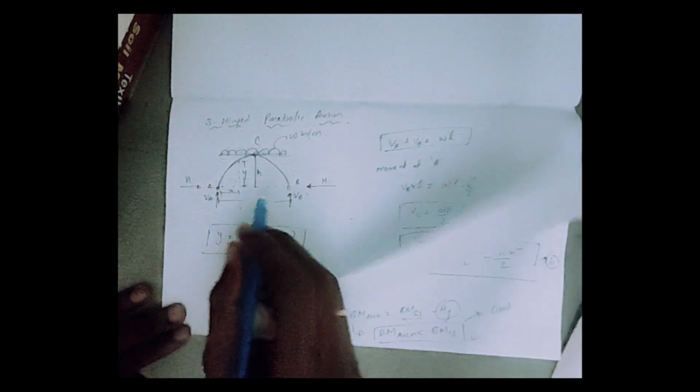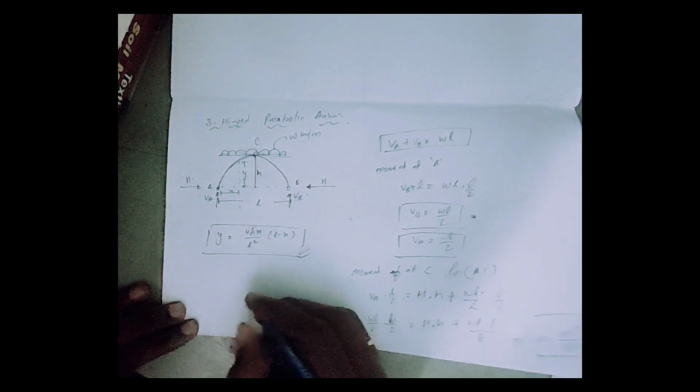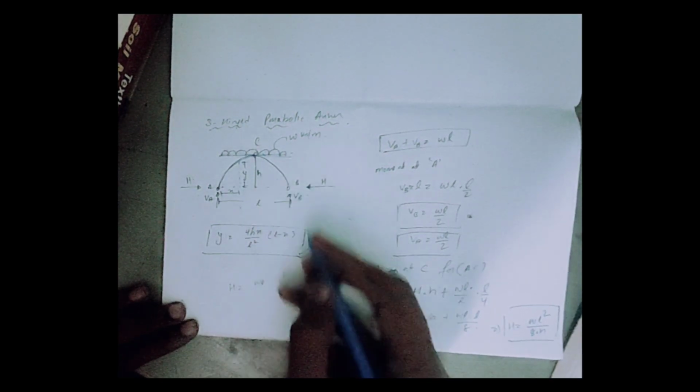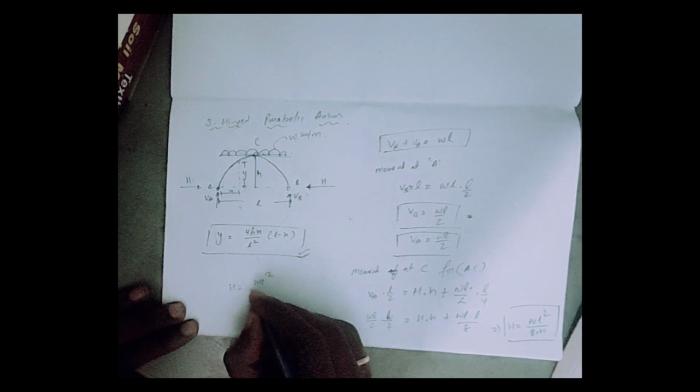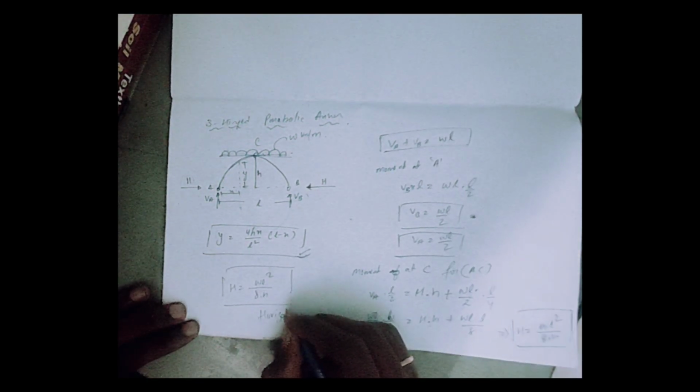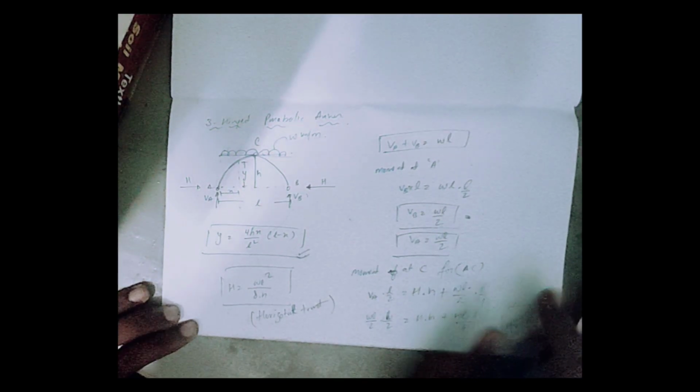This is the horizontal reaction for a parabolic arch, that H is equal to WL square by 8H, with W the UDL acting over here. This is the expression for the horizontal thrust.